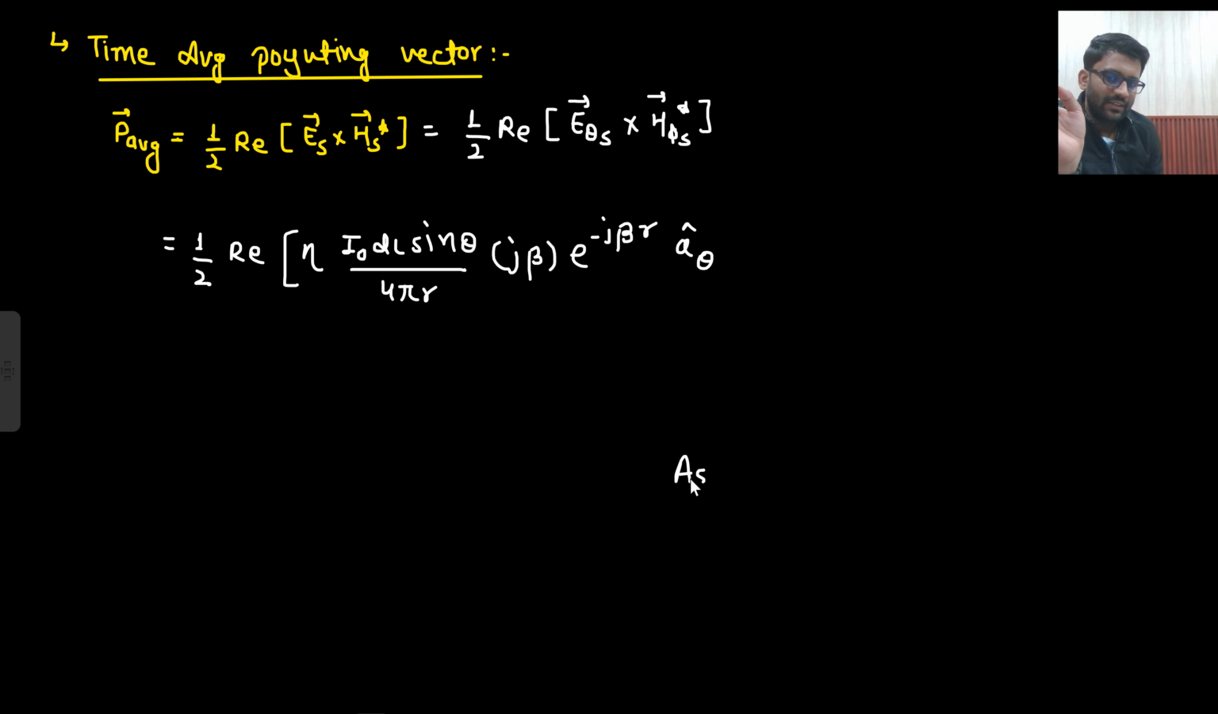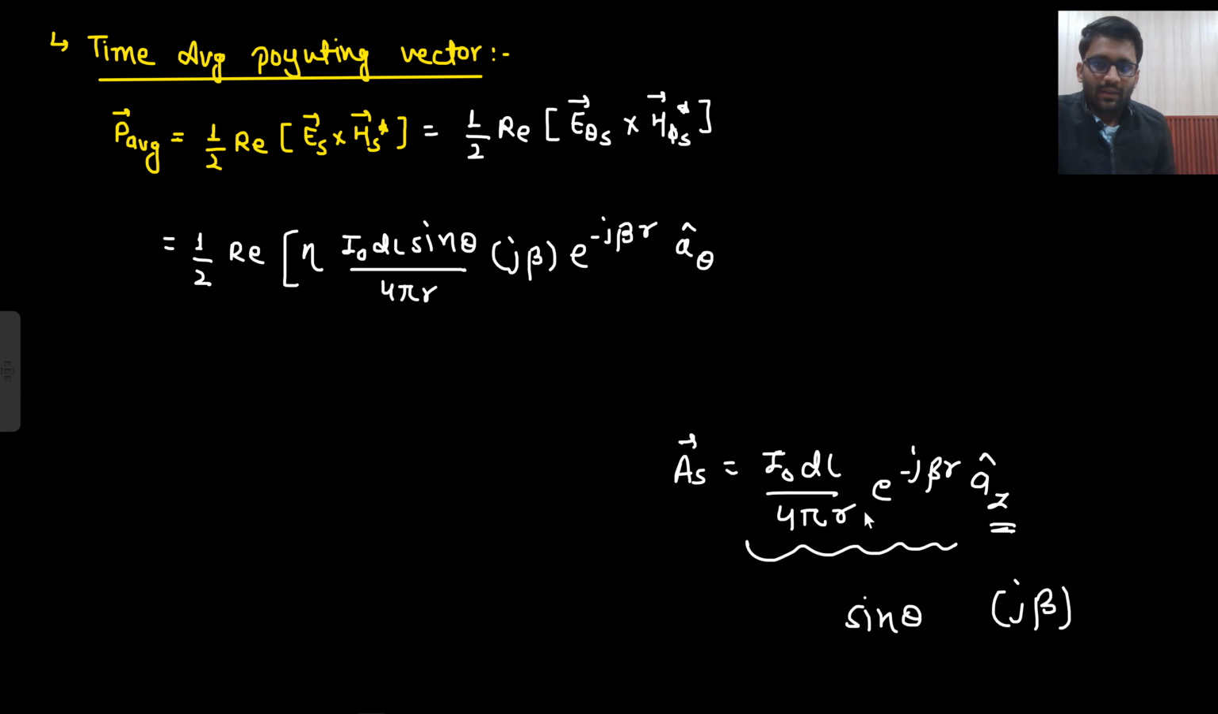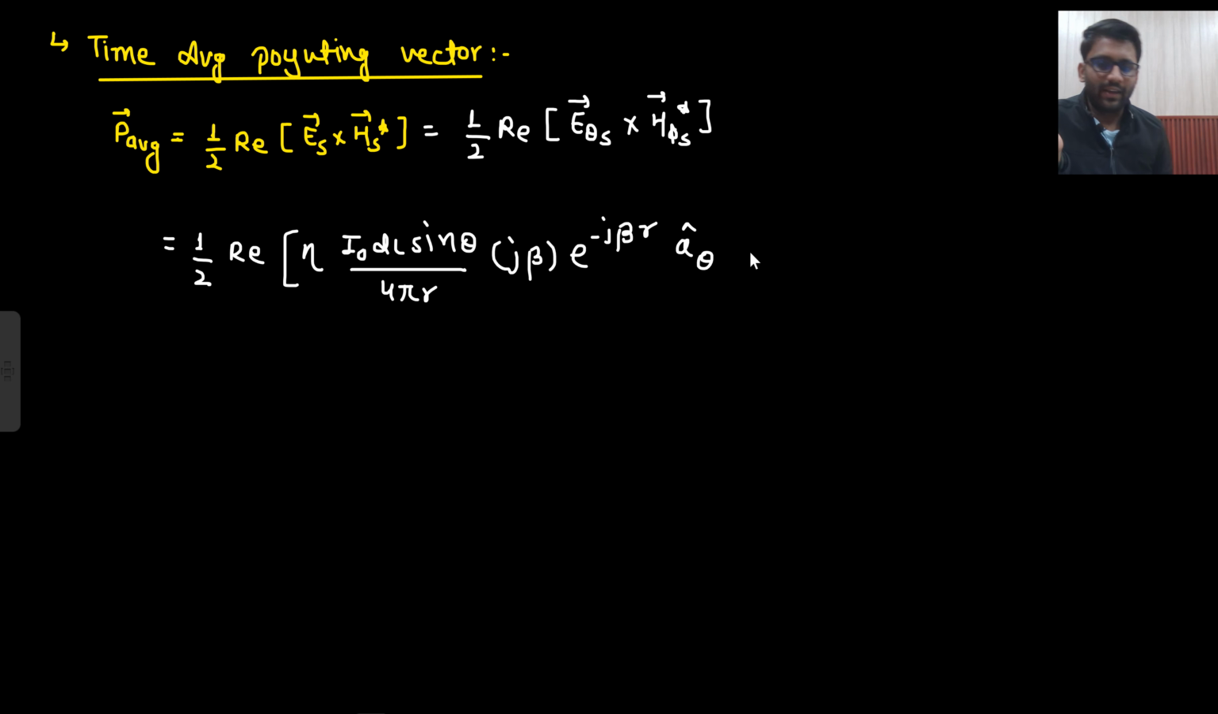What was the expression of A_s? That was I dl upon 4 pi r e to the power minus j beta r, and this was in z direction. Forget about the direction, but this you will be able to remember, no? Here the extra terms are sin theta, and along with that j beta is also coming. So in that manner you can keep in mind. Anyway you need to keep it in mind. I dl sin theta upon 4 pi r, j beta e to the power minus j beta r, a theta cap. Again we will write it down.